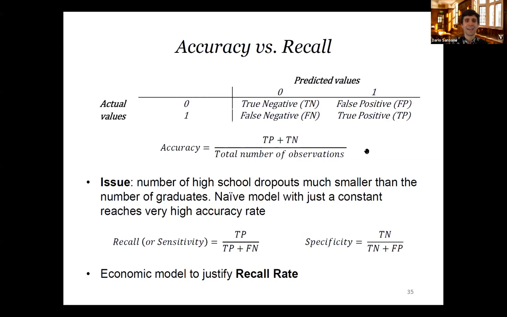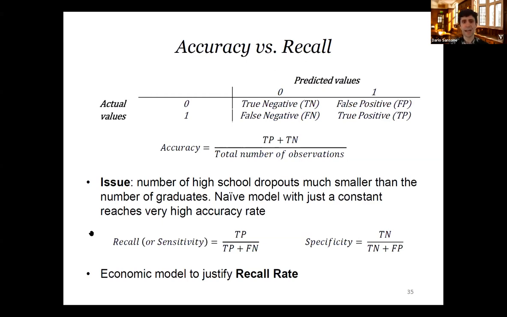As I said, the graduation rate in the US is low, but it's not that low. It's not 50-50. So the number of zeros is much larger than the number of ones. And so even a simple model predicting everybody to graduate will have a very high accuracy rate. So this criterion, in this context, is quite misleading. So what people usually do is use different kinds of criteria, such as the recall rate, the specificity, the area under the ROC curve.